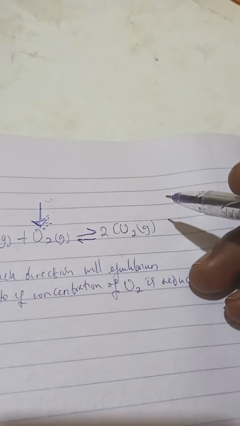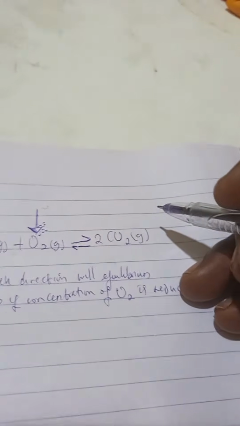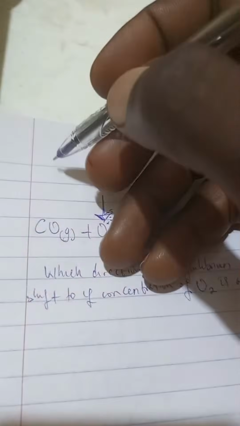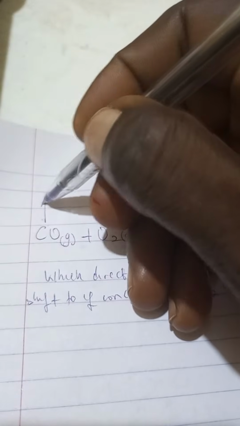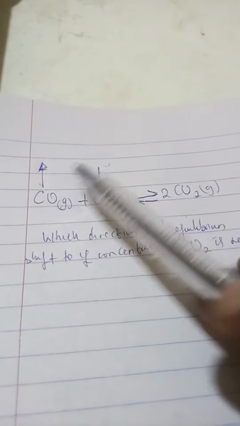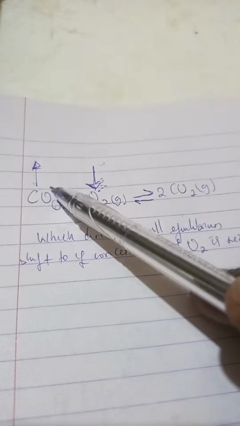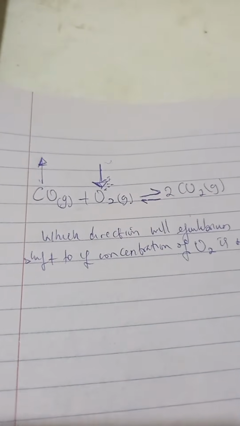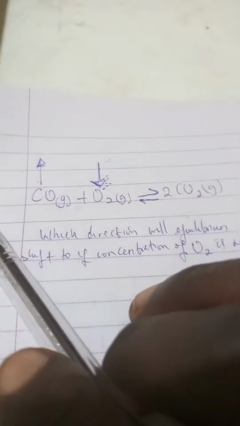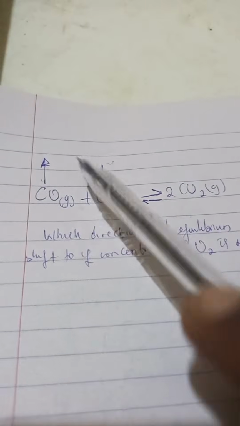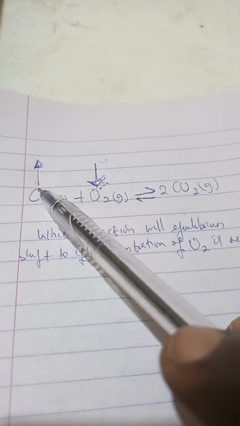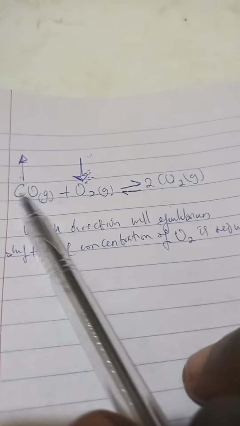Another question. What if CO is increased? Which direction will it shift to? Concentration of CO is increased, where will it shift to? Is it like this or like this? Forget about this one. There's nothing here now. Focus on the CO. Concentration of CO is increased. Where will this reaction move to? Is it forward or backward?